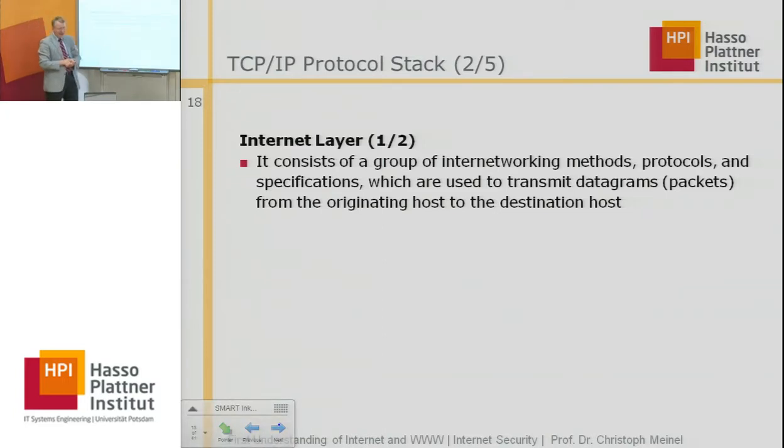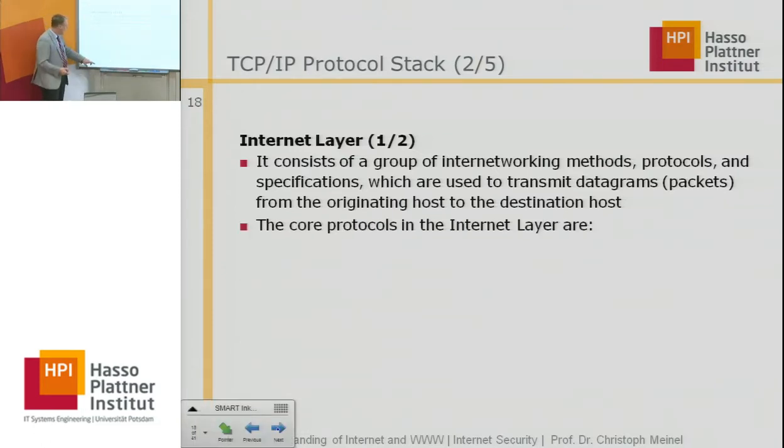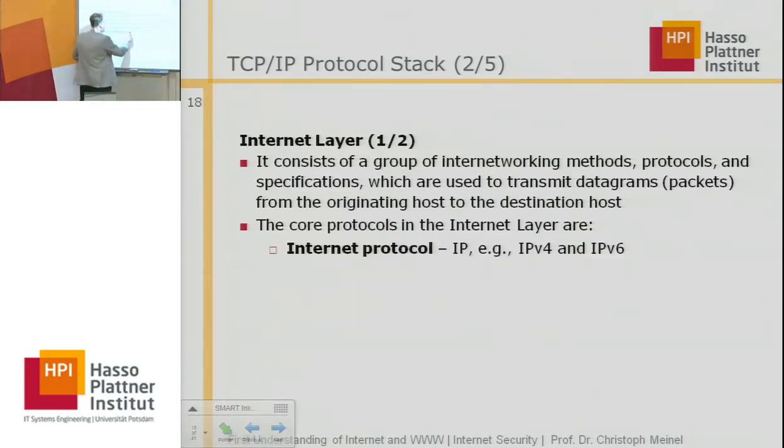Here, this internet layer consists of a group of methods that makes it possible that messages from different physical networks can be exchanged. So internetworking protocols, internetworking methods, specifications that are used to transmit datagrams from the source host to the destination host. The core protocol of the internet layer is, of course, the Internet Protocol, IP.